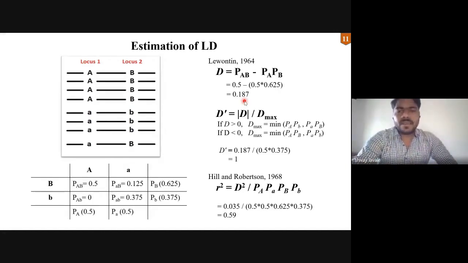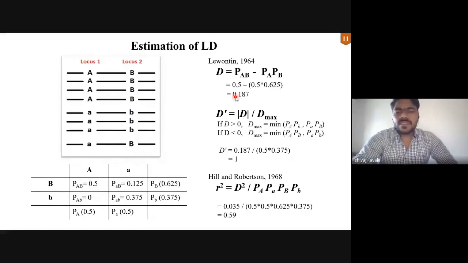But here we have taken capital A, capital B. If we take capital A, small b, the value will be the same, but there will be a negative sign before the value. So it will be minus 0.187. So there is nothing like negative or positive LD. It can be either present or absent.